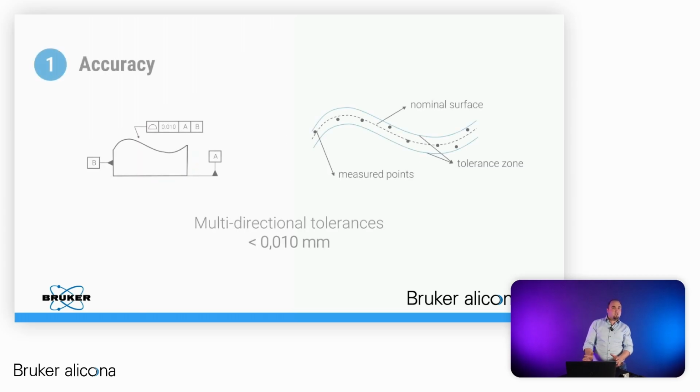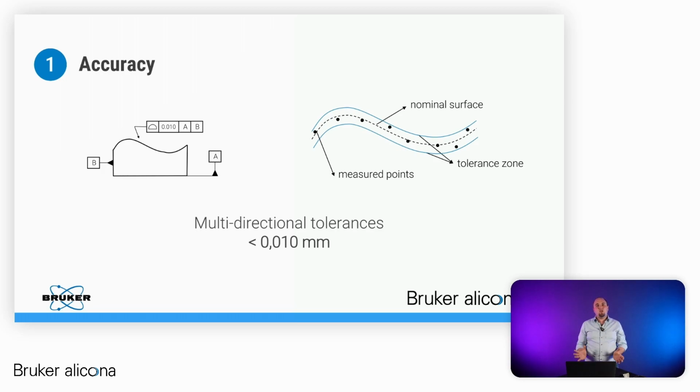So first, let's talk about accuracy. When we are talking about ISO GPS and freeform shapes, it's most likely a profile of a surface over the whole stamping die surface in respect to the datum. You can see it here as it should look in a technical drawing. This means we have a multi-directional tolerance lower than 0.01 millimeter.